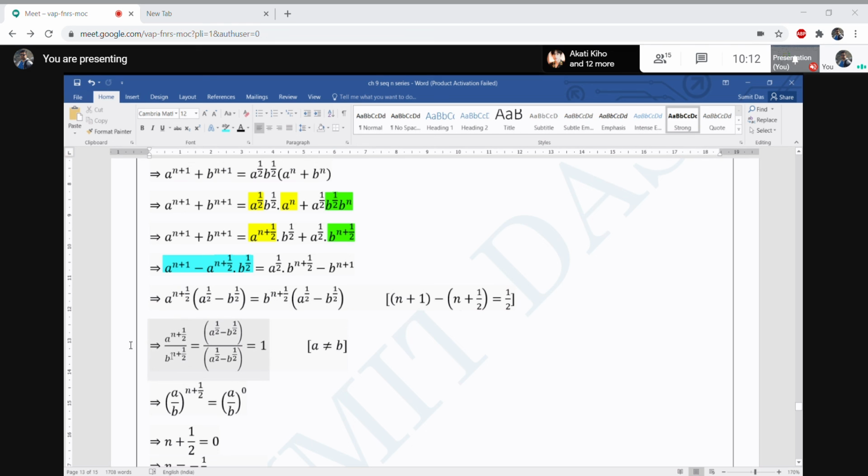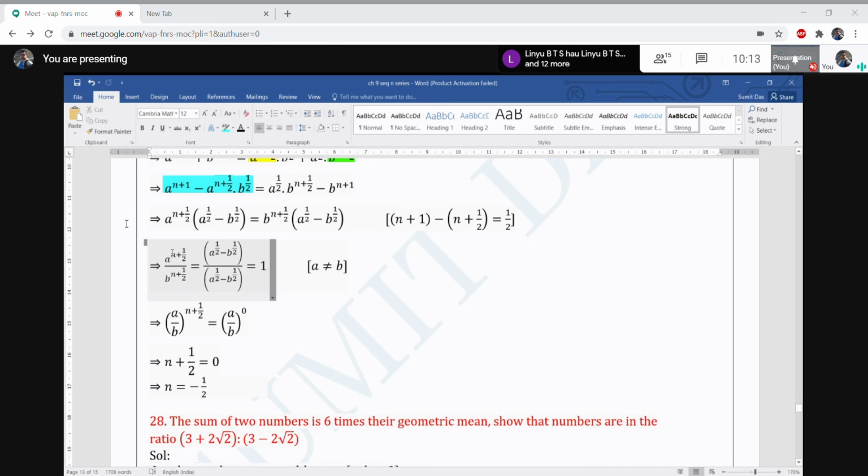So next line I'm taking this b to the power n plus 1 by 2 to the right hand side, and a to the power 1 by 2 minus b to the power 1 by 2 I'm taking to the right hand side, just the denominator, just cross multiply. You can see this one as the denominator of left hand side, this one as the denominator of right hand side, or you can cancel like this in your book. Okay, so what I'm getting is a to the power n plus 1 by 2 divided by b to the power n plus 1 by 2 equal to 1. These two will cancel.